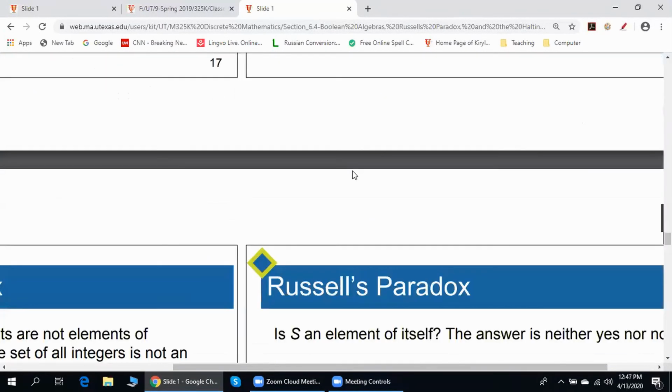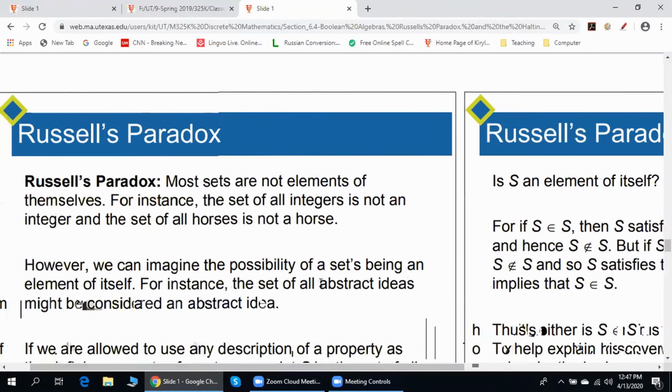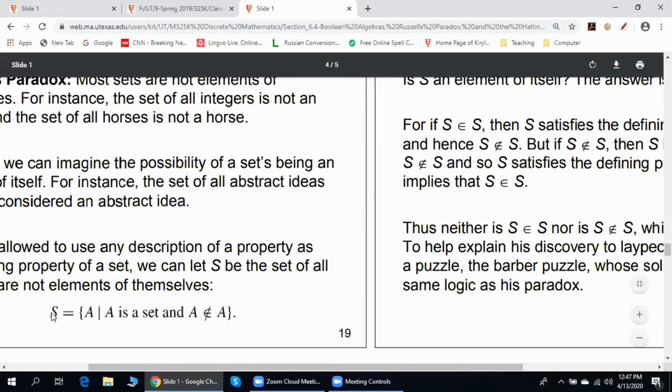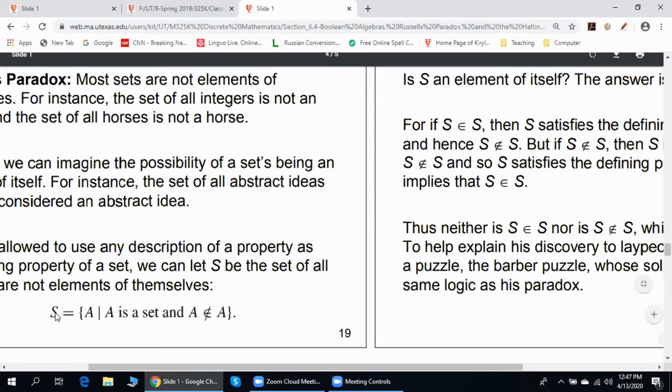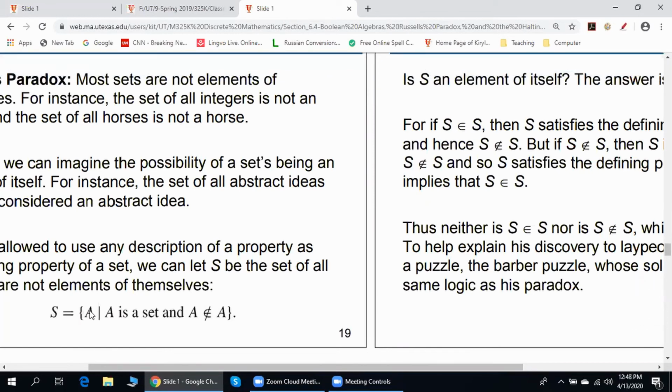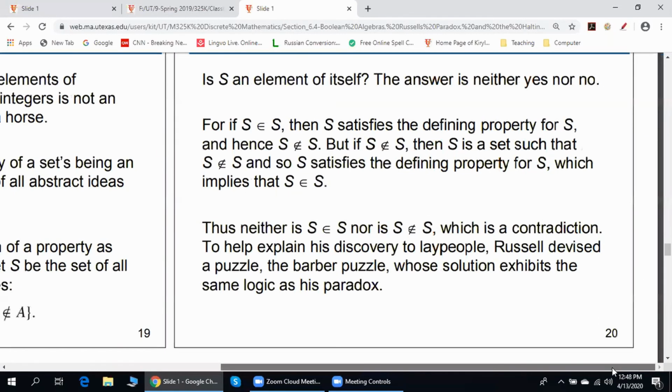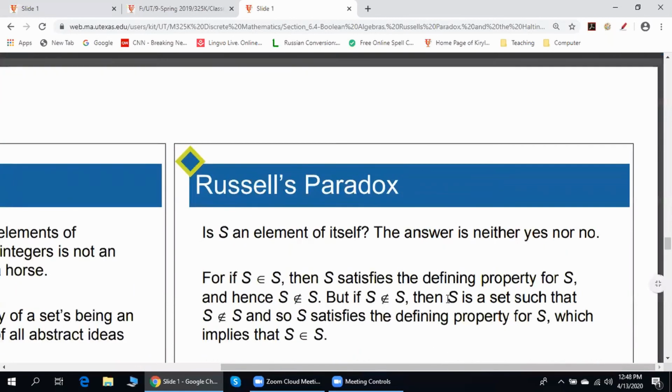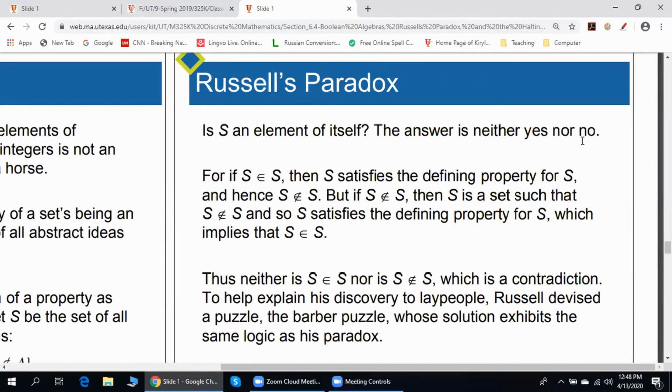Last thing for today is Russell's paradox. Let us consider the following set S. The set S consists of all sets that are not elements of itself. Question: is set S an element of itself? Unfortunately, we cannot really answer this question. The answer is neither yes nor no. And this is why we call it a paradox.